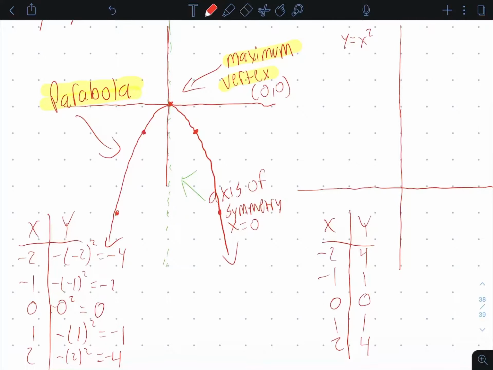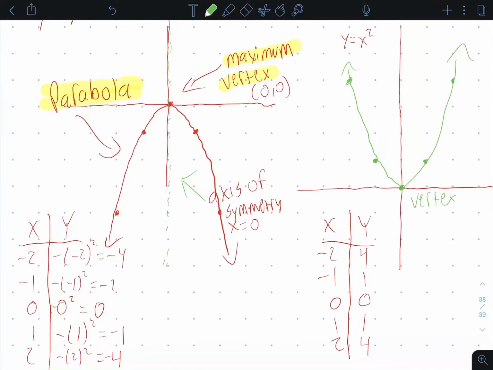I'll use a different color for this graph. We have 0, 0, negative 1, 1, negative 2, 4, 1, 1, and 2, 4. We're going to connect these with a curve. And we're going to label the vertex.